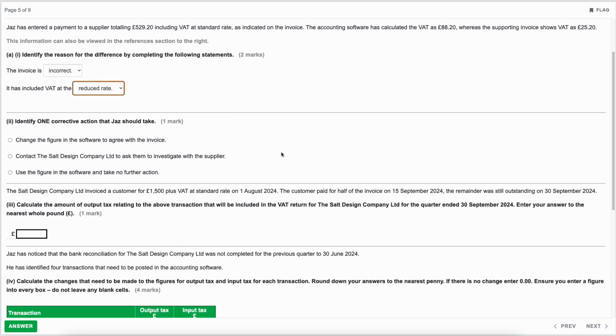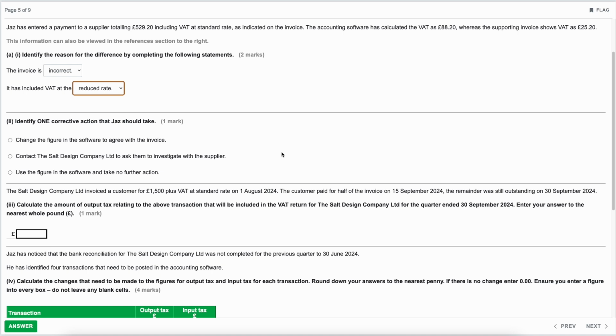Okay, moving now to part 2. Identify one corrective action that Jazz should take for 1 mark. So they can either change the figure in the software to agree with the invoice. Definitely don't want to do that. We've already said that the invoice is incorrect, so that would be a strange thing to do. The second option, contact the Salt Design Company Limited to ask them to investigate with the supplier. That certainly sounds promising. So then the last option, use the figure in the software and take no further action.